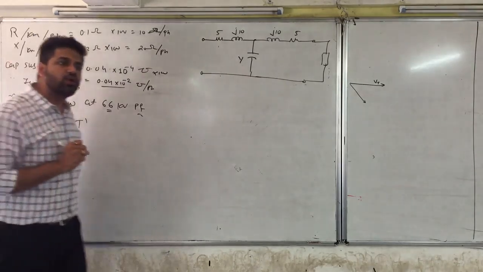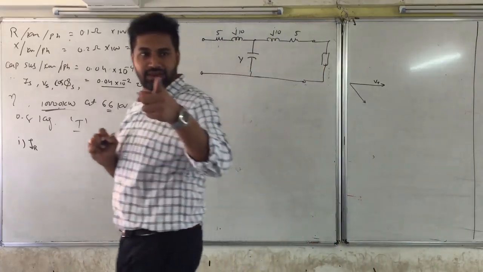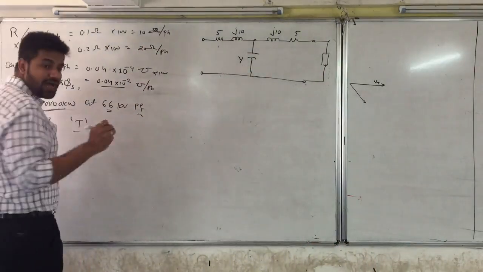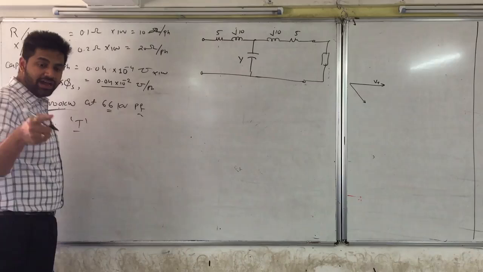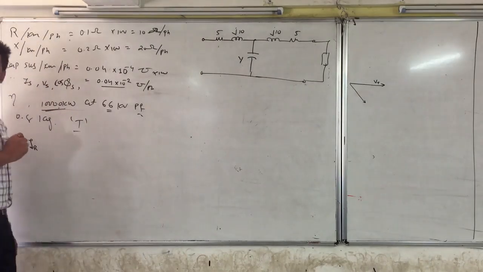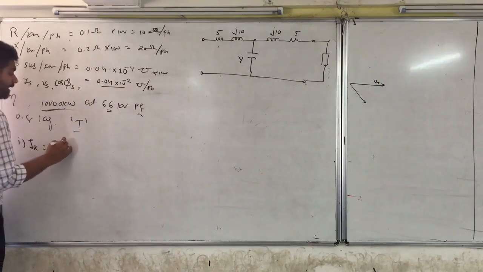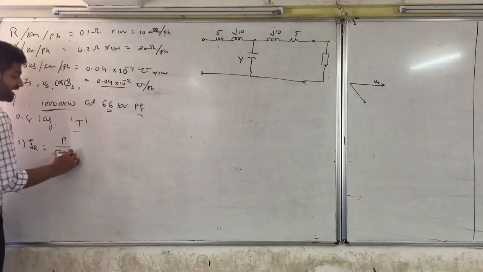Which formula will you use? P is equal to root 3 VL IL cos phi. Right? So we have to calculate the value of IR. Is it becoming clear? How will we calculate? IR is P divided by root 3 VL into cos phi.